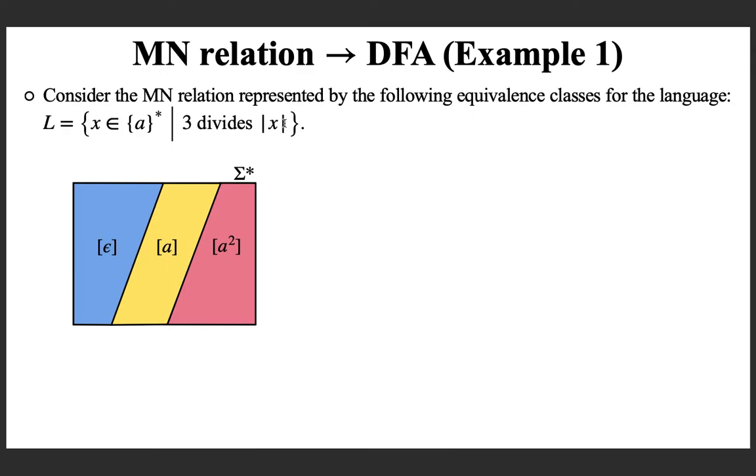And what is given is a Myhill-Nerode relation on the set of all strings, and we know that an MN relation is an equivalence relation, and hence it must partition the entire string set into a number of disjoint subsets called equivalence classes. And in this case there are 3 equivalence classes, one represented by epsilon, another one by a, and the third one by aa or a square.